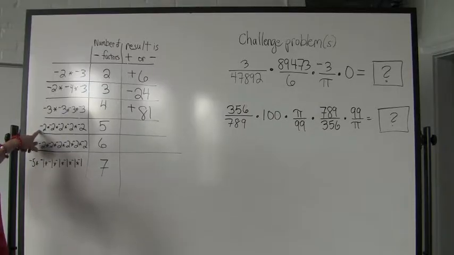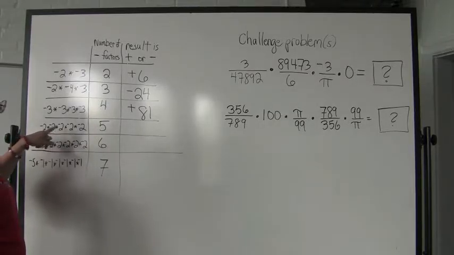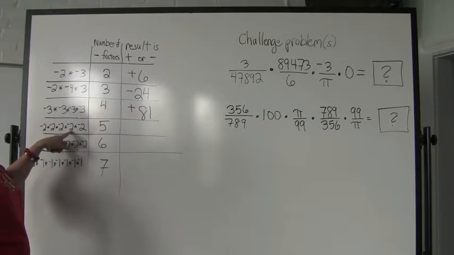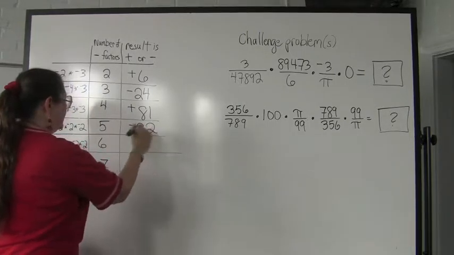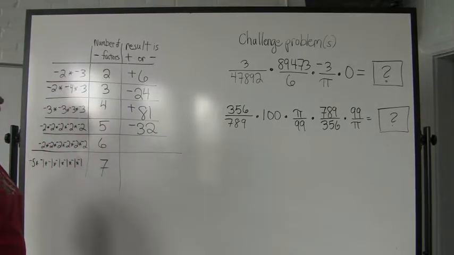Okay, let's try this one. 5 negative numbers being multiplied. Negative 2 times negative 2 is positive 4. Positive 4 times negative 2 is negative 8. Negative 8 times negative 2 is positive 16. And positive 16 times negative 2 is negative 32. I begin to see a pattern.